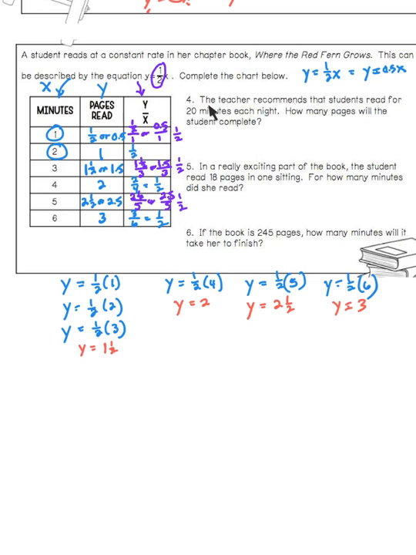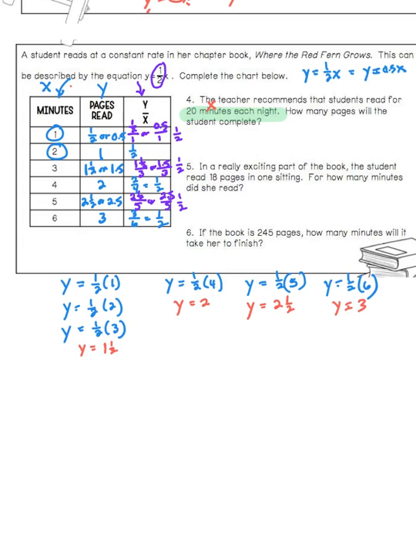Let's continue. The teacher recommends that the students read for 20 minutes each night. How many pages will the student complete? Well, it looks like we've been given 20 minutes each night. And what we know is that our minutes are our x value. If I look in the table, it's the x values.